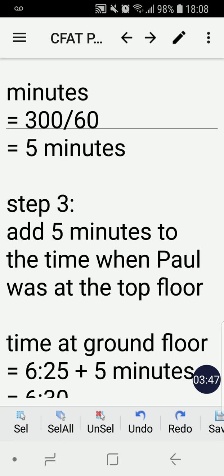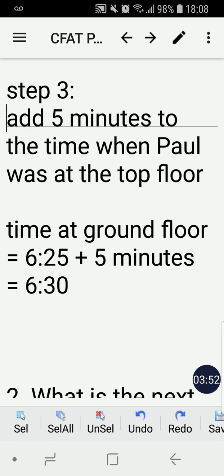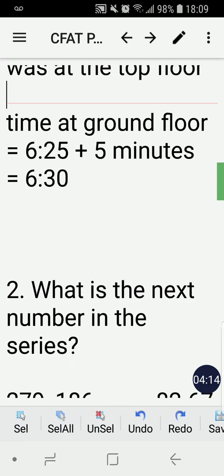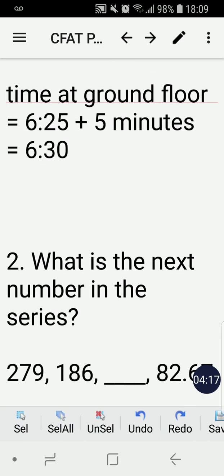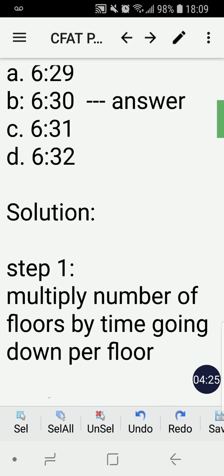Step 3 now is to add 5 minutes to the time when Paul was at the top floor. When he was at the 25th floor, the time was 6:25, so we add 5 minutes right there. Then we get 6:30 as the time at the ground floor. So 6:30 is choice letter B.